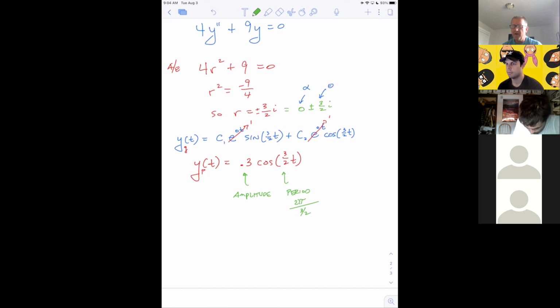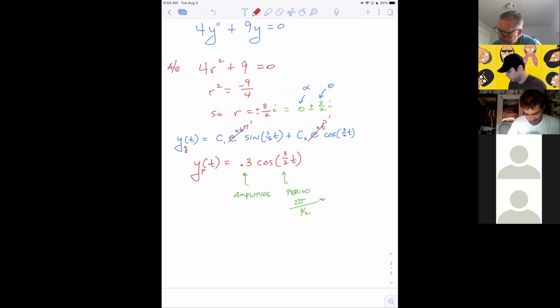So what would that be? 4 pi over 3? I thought it was flipped. I could be wrong. I thought it was 3/2 divided by 2 pi. You're mixing that up with the frequency. So I'll mention that because I think that actually comes up in a problem. I don't have a calculator in front of me. What is 2 pi divided by 1.5?